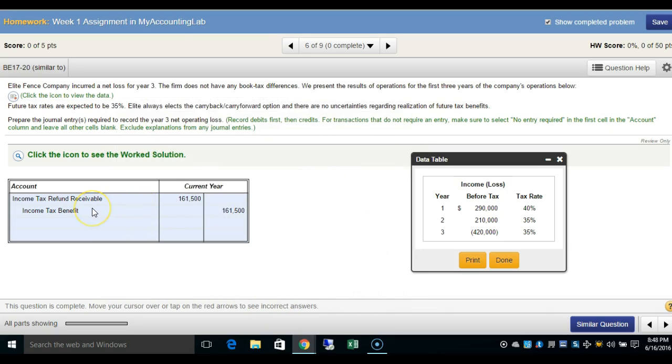Your journal entry is simply income tax refund receivable, because we're actually going to get a refund, and income tax benefit, which basically reduces our expenses on the P&L side.